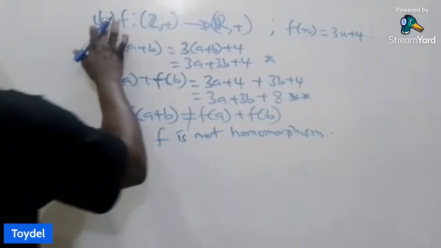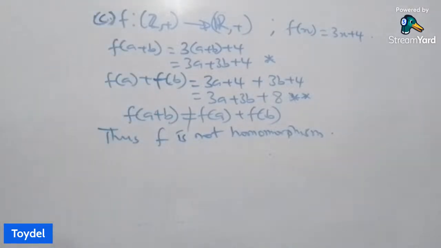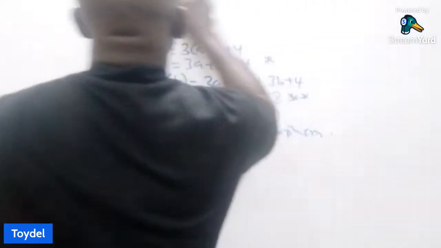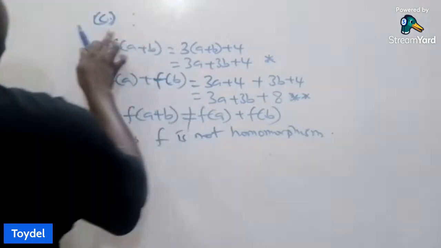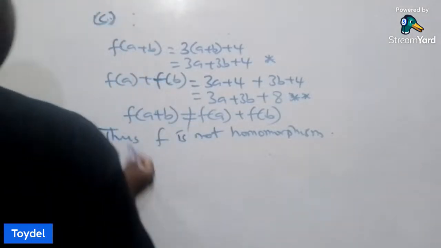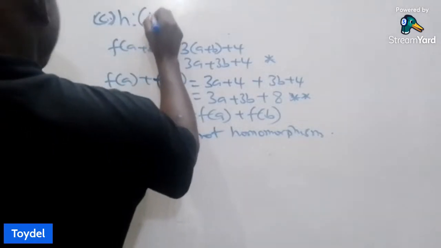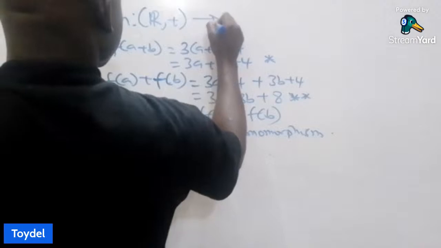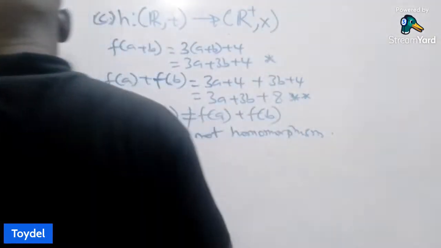Then we go to the third one. The third example, which is the last example, before we consider types of homomorphism. In this third one now, we can try to change this f. We can call it h. We can call it any letter. Let's use h. H is a map from R under addition to positive R under multiplication. That's what we are given.